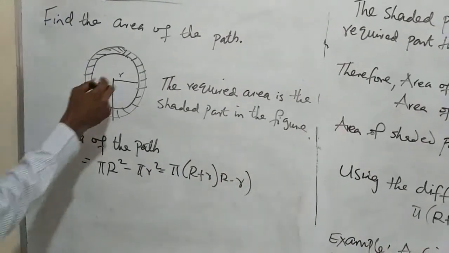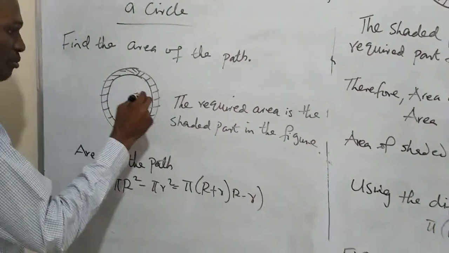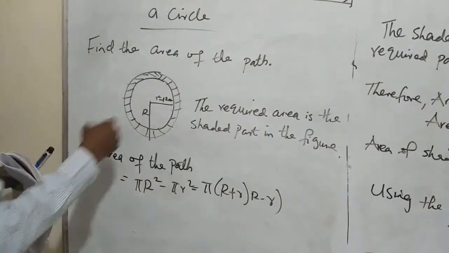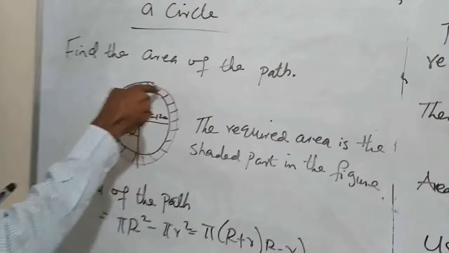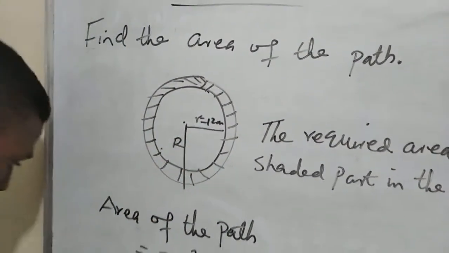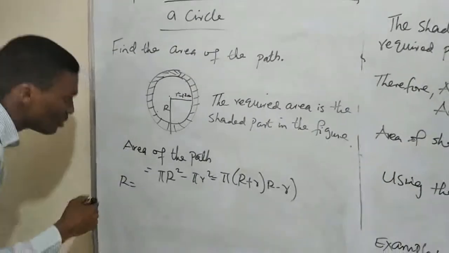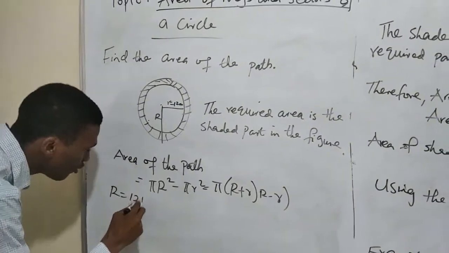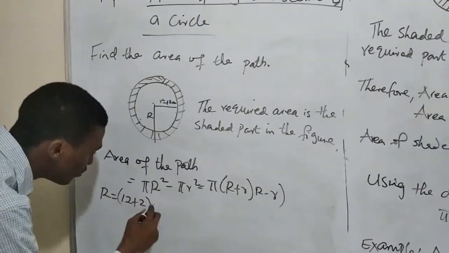Now, since we are told that it has a radius of 12 meters and this pathway measures 2 meters, that means the radius of the bigger circle will give us 12 plus 2. That's 14 meters.